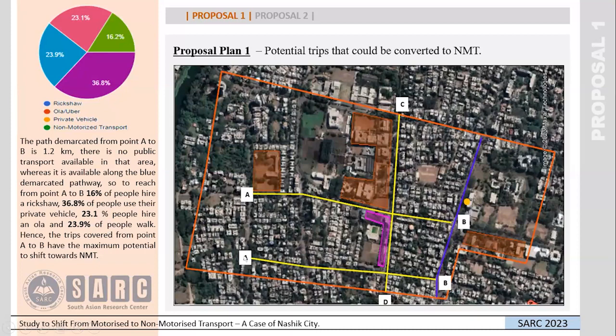So the conclusion derived is that the highlighted yellow portion from A to B has the most potential to shift towards non-motorized transport. And the path highlighted from C to D has potential because there is a big institutional campus, and the pink highlighted area is a big marketplace where there is lots of traffic congestion in the peak hours. If proper infrastructure is provided, people can go walking or cycling to the marketplace and to the institutional campus. So it will be a hassle-free process.